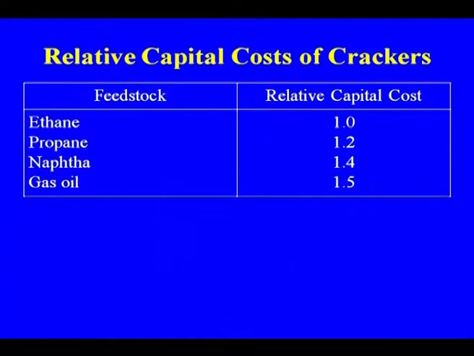This is, as I told you, the relative cost. Cost is also increasing as you go from the lighter feedstock to the heavier feedstock: ethane, propane, naphtha. If you take ethane as 1, the cost will increase to 1.2, 1.4, 1.5. Sometimes we also have a combination of ethane and propane. For naphtha and gas oil, normally the percentage of gas oil used is less, because the production of lighter gases or olefins is less than from naphtha, propane or ethane.